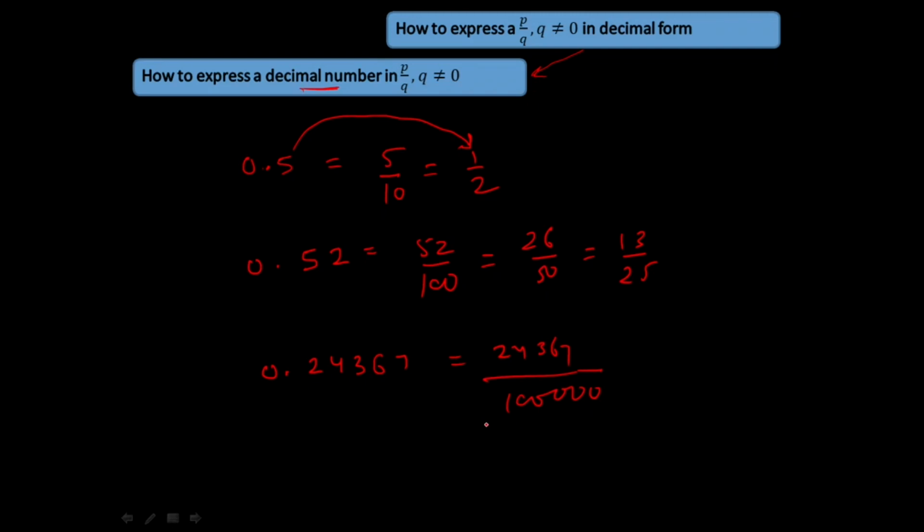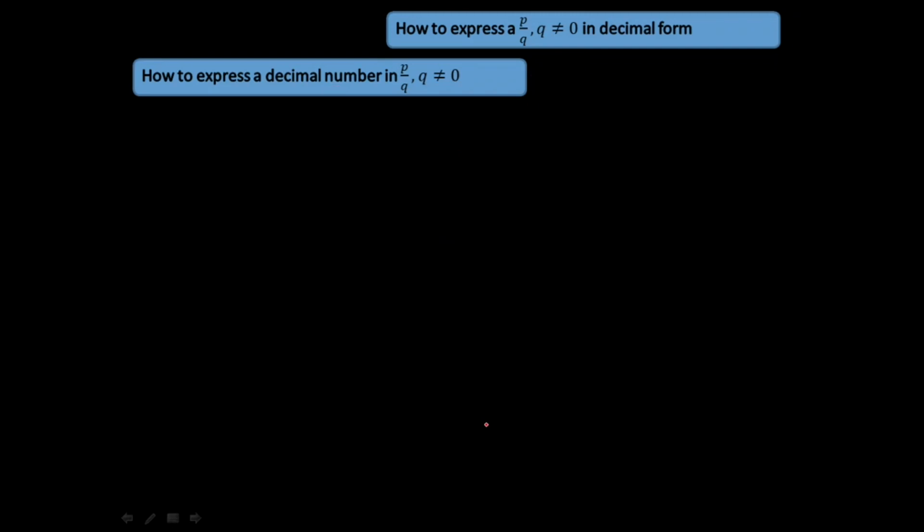Now the next example is very important. The question is how to write this number in p over q form, that is 0.3 bar. What's the question? How to express this decimal form? This is decimal form. In which form do I want to convert this? P over q form. That's a little lengthier and important kind of question.